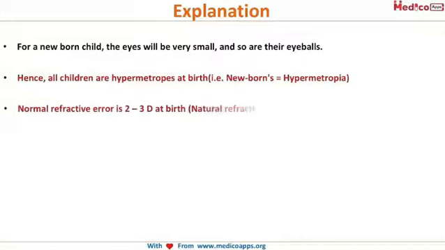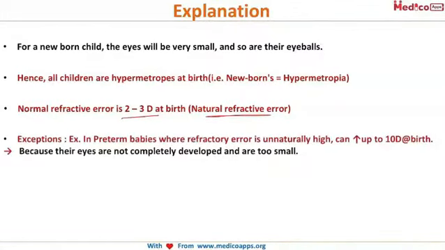And normally the error at birth is 2 to 3 diopters, plus 2 to plus 3 diopters. This is the natural refractive error. Now pathologically there can be some exceptions, such as in preterm babies the refractive error is unnaturally high and it can go up to as high as plus 10 diopters. Okay, that is because their eyes are not completely developed and they are too small in premature babies, right?